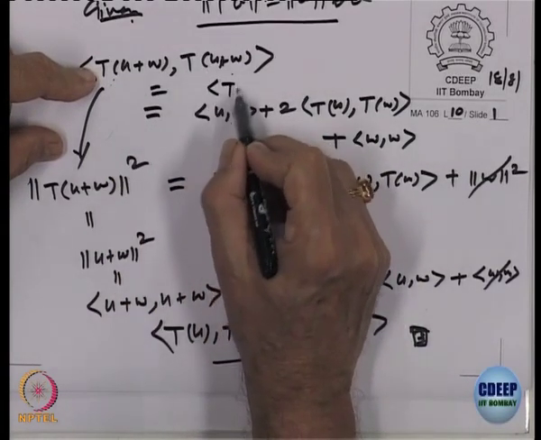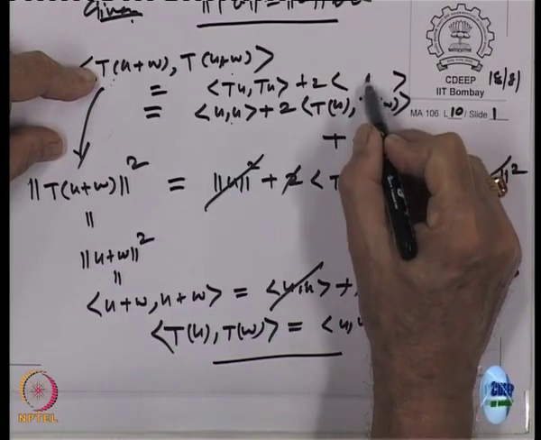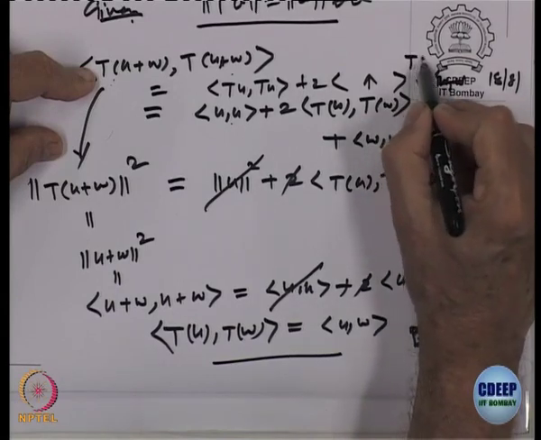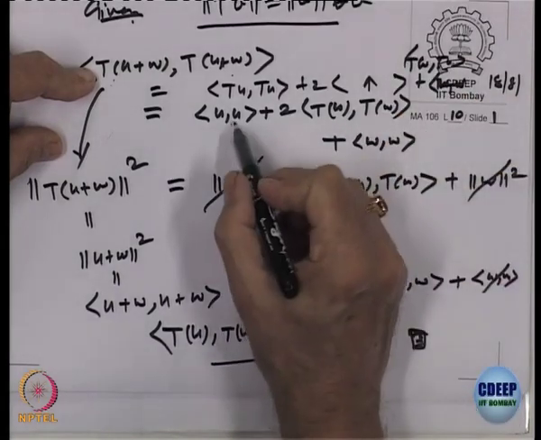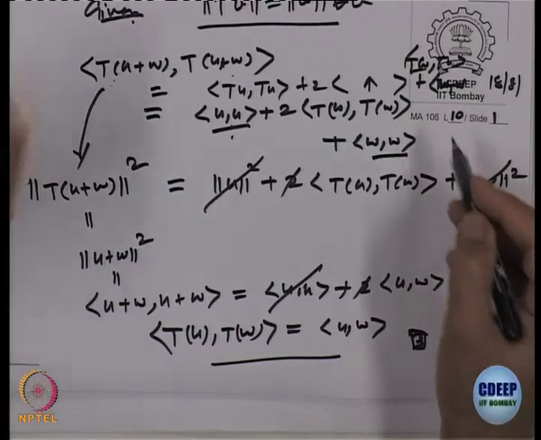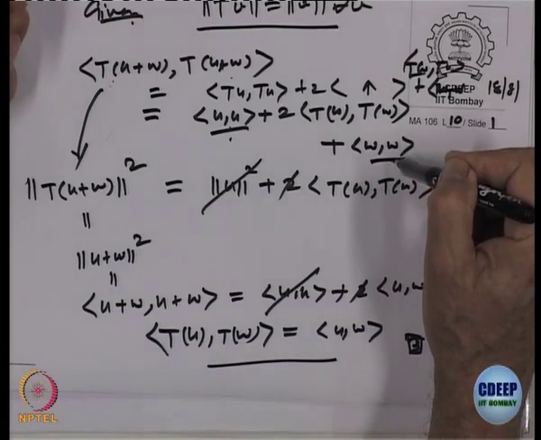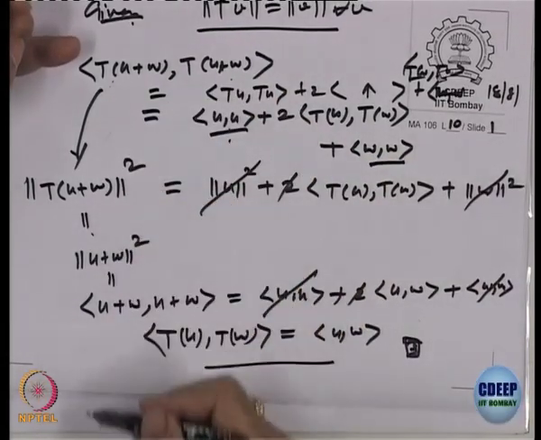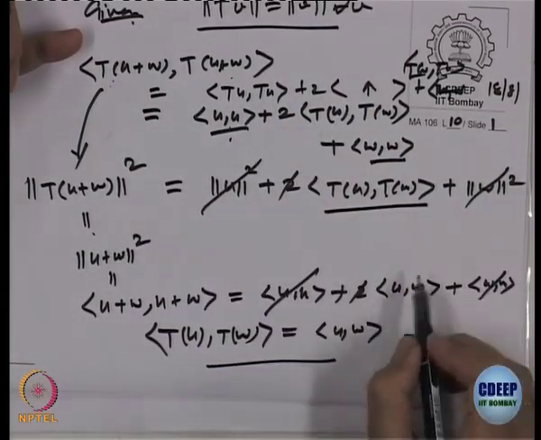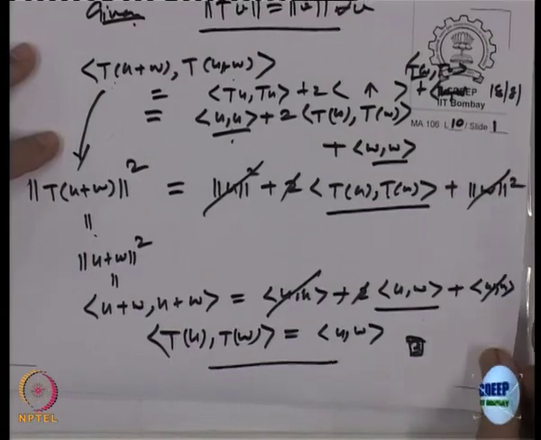So, when you expand, this will be T u plus 2 times this thing, plus T w, T w, but this is equal to this, and that T w, T w is equal to this by the given. The norm of that is basically norm of T w square. So, that is the same as this. On the other hand, if you use the given property and expand, you get these 2 equations and that gives you this is equal to this. Expanding 2 different ways, that is all, nothing more than that.